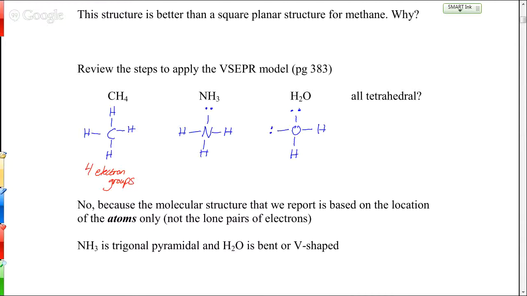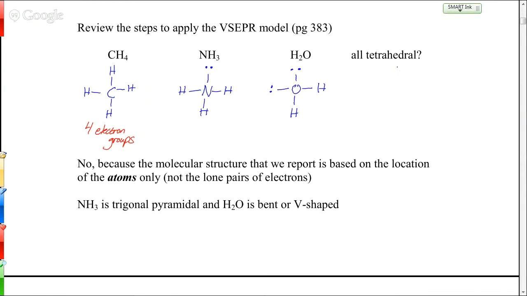Their shapes are given another name because we can't actually see the lone pairs. The lone pairs are on that central atom. We don't really see them. They do take up that space. Well, we pretend that they take up that space so that we can correctly report or guess the structure. But we have different names for those shapes. And those are trigonal pyramidal and bent, or V-shaped.